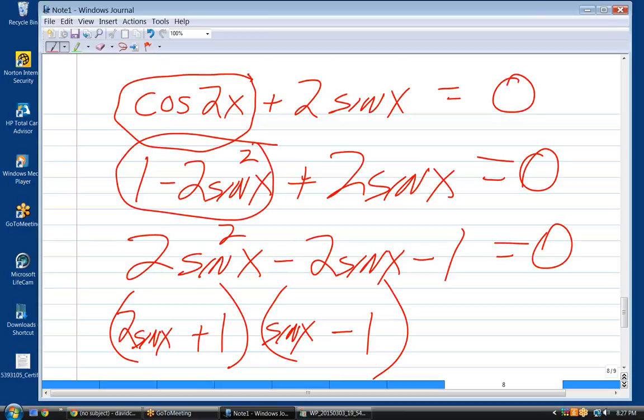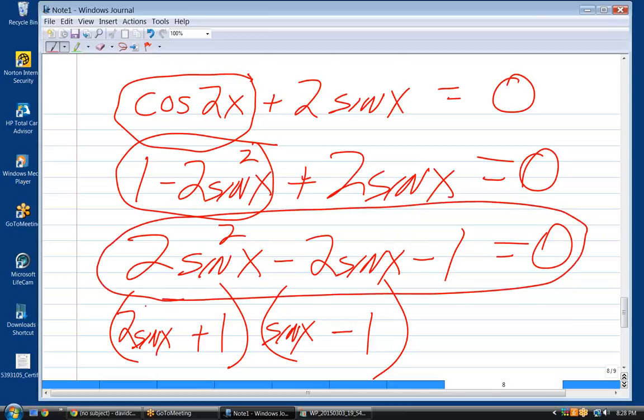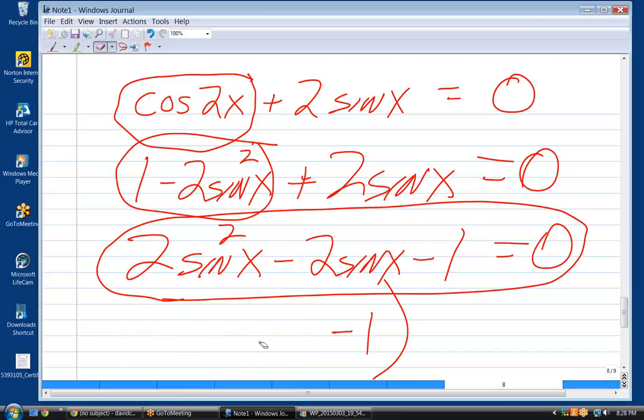I don't know why that one gives me trouble, but it does. 1 minus 2 sine squared x, so yeah, you call that 1 minus 2 sine squared x. Okay. So, plus 2 sine x. So what that tells me is that this is correct. You with me? Also doesn't factor nicely.